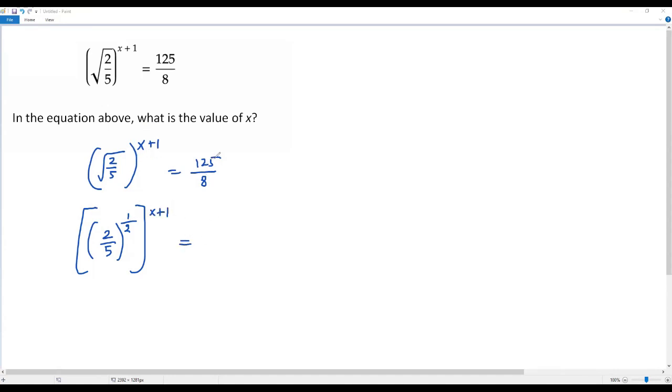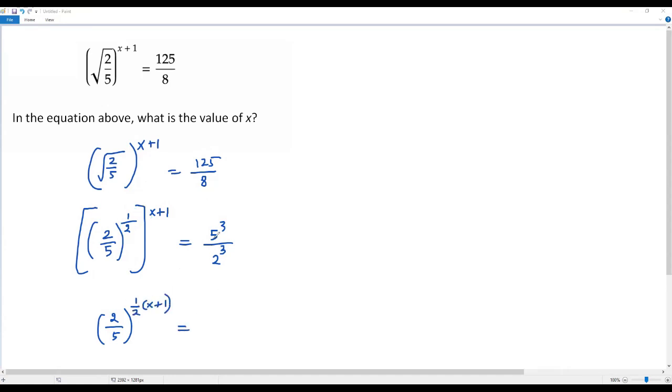And on the right side, we know that 125 is a power of 5 and 8 is a power of 2. That is, this 125 can be written as 5 to the third power and this 8 can be written as 2 to the third power. Okay, here on the left side, a power is raised to another power. Whenever a power is raised to another power, we can multiply the two exponents using the power of a power rule in exponents. Then we get 2 over 5 whole to the power of, let's multiply these two exponents, then I'm getting 1 over 2 times x plus 1.